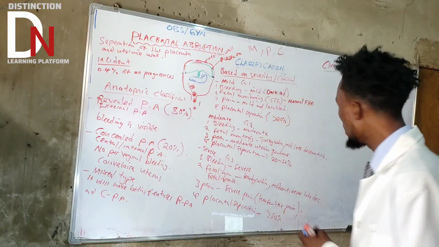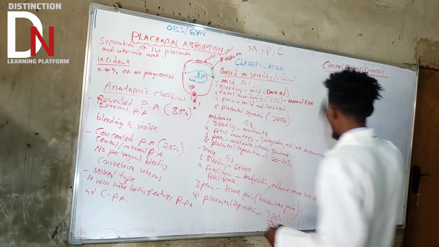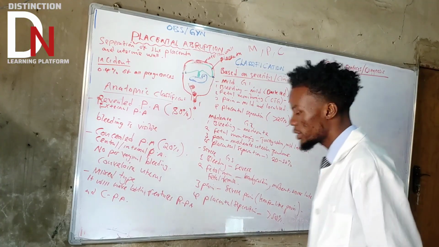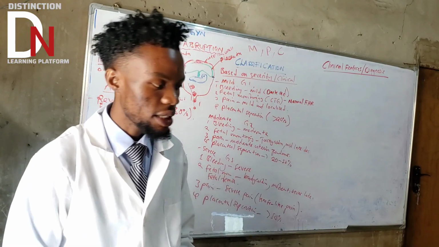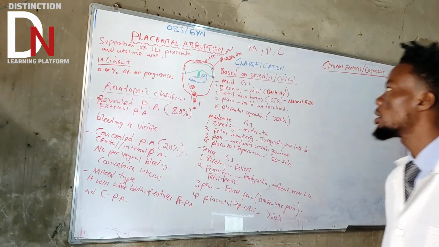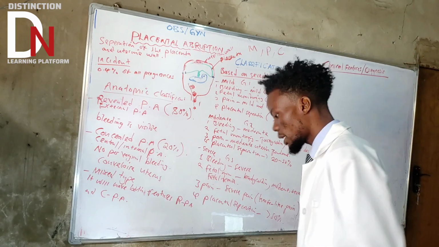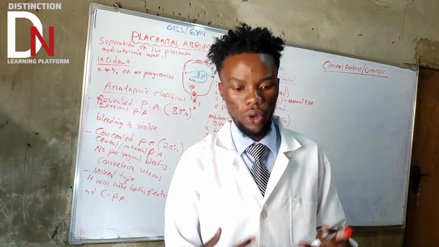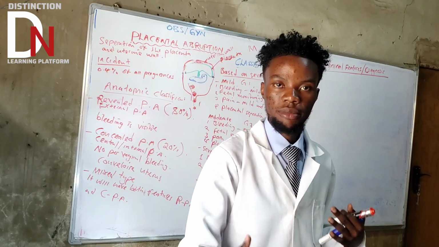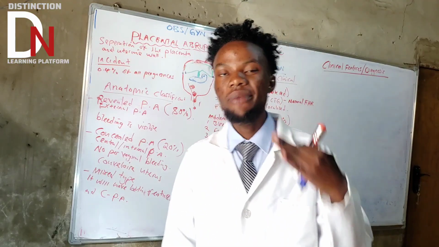Now let's talk about the last part, the clinical features and diagnosis. That should be the last part. So what are the clinical features when someone comes with placental abruption? For the clinical features, or the diagnosis, first of all you need to talk about history. Remember, examination, and also the investigation.